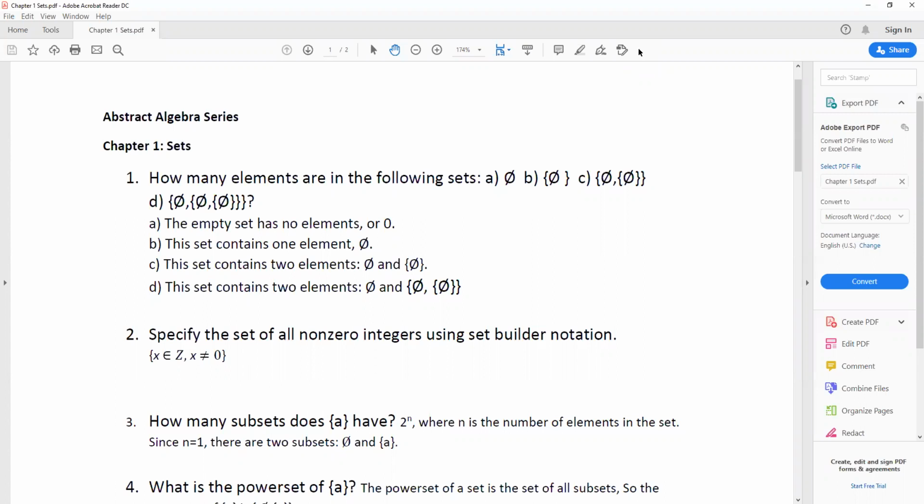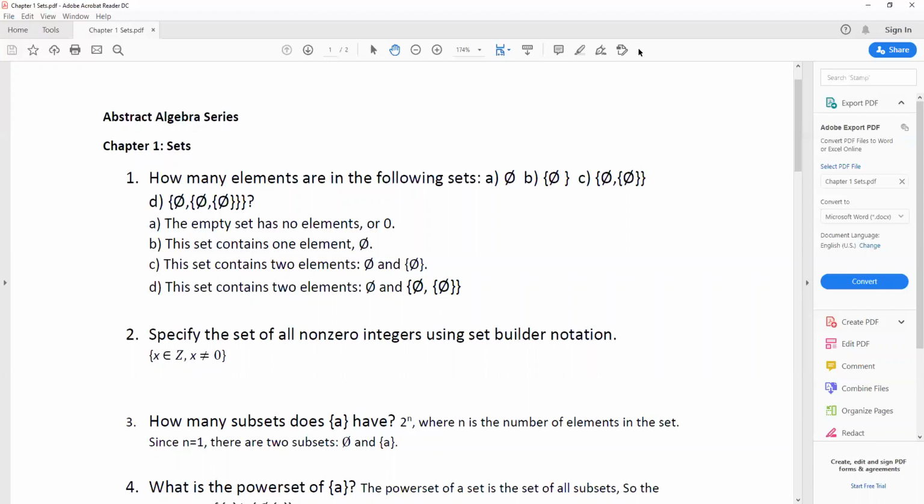would be 0. If you look at part B, if you look at the braces, notice there's only one element contained between the braces, and that's the empty set itself. So on part B, you would say the set contains one element, which is the empty set. Part C, if you look between the outer braces, you will see two elements in that set. One is the empty set, and the second is a set containing the empty set. So for part C, you would say this set contains two elements.